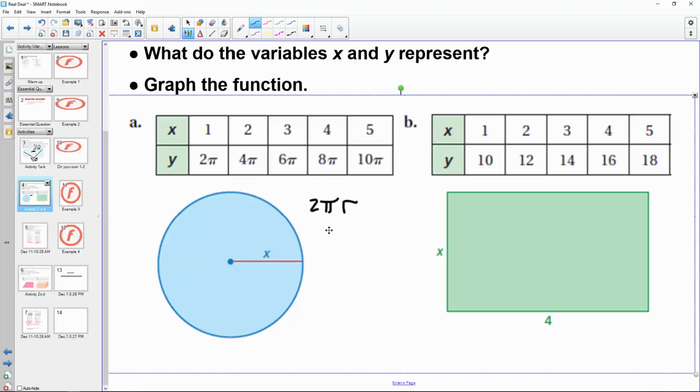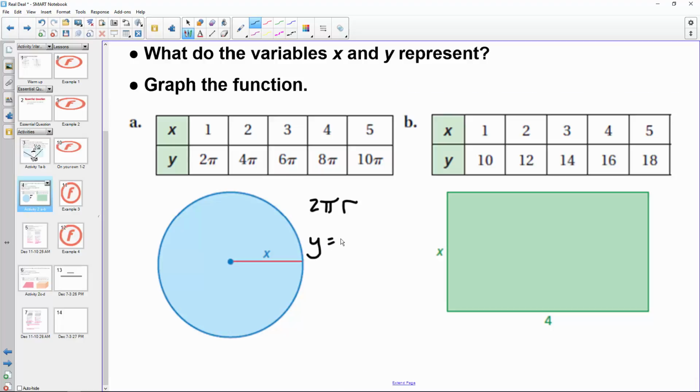So in this case, it would just be y equals 2 pi, instead of radius, it'd be x, right? So I plug in a 1 here, I'm going to have 2 pi. This here would be 4 pi. This would be 6 pi, and so on.